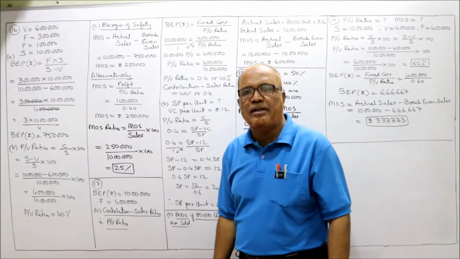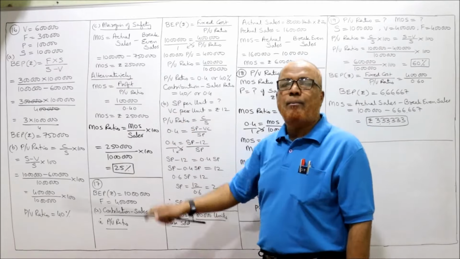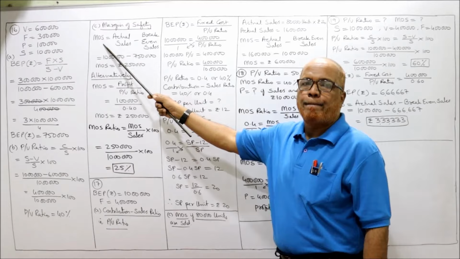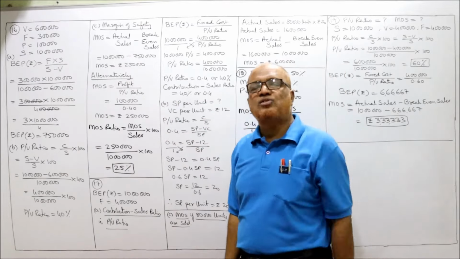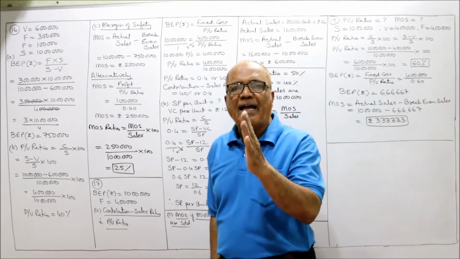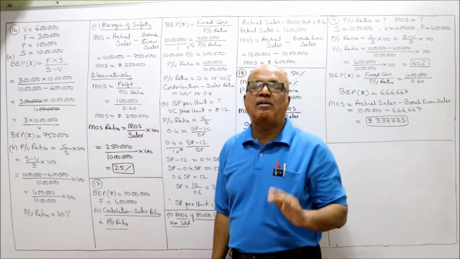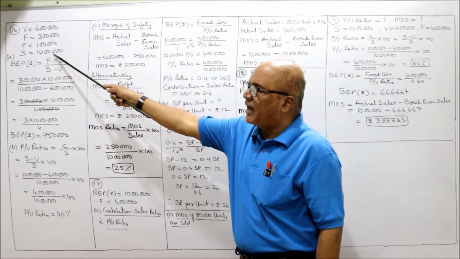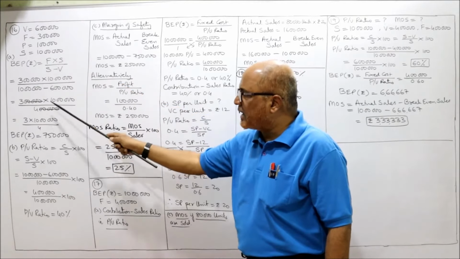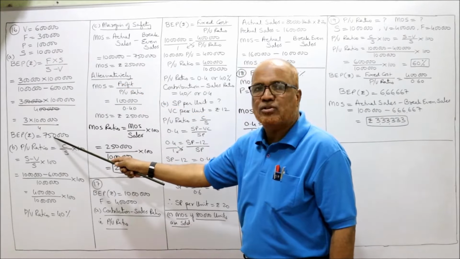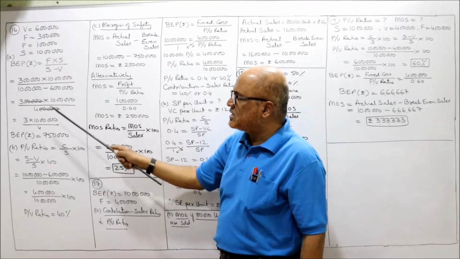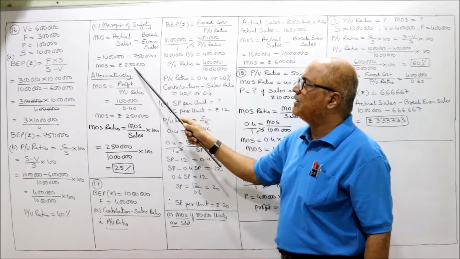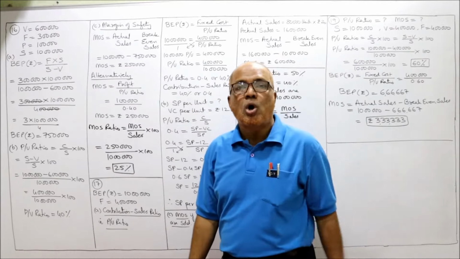Two questions we have completed. Now the third part of the problem, margin of safety ratio it is asking. First we calculate margin of safety. MOS, there are two formulas for MOS. One formula is actual sales minus break-even sales. Actual sales are given 10 lakh. And break-even sales we have calculated here 7 lakh 50,000. So 10 lakh minus 7 lakh 50,000, 2 lakh 50,000 is the MOS.